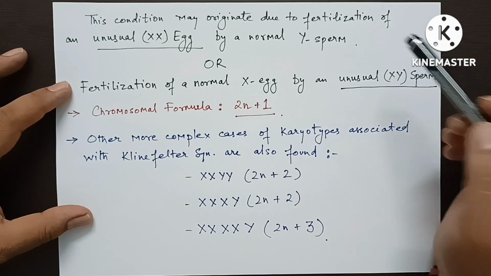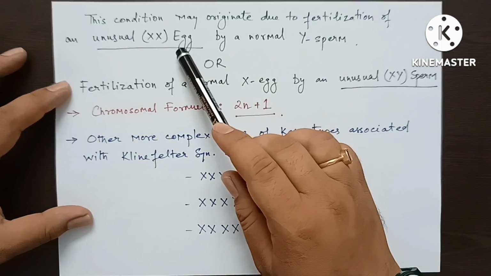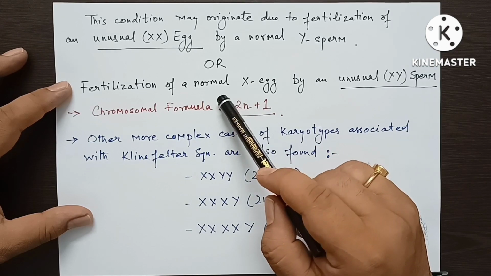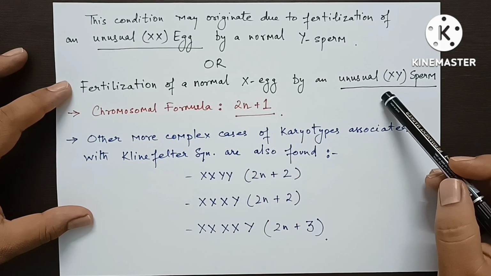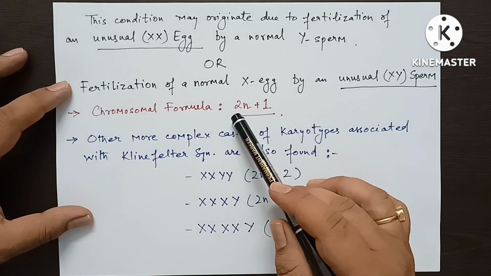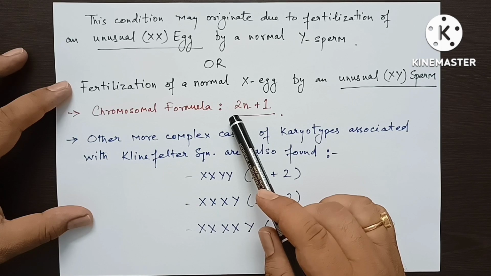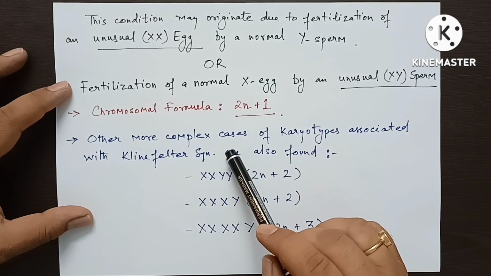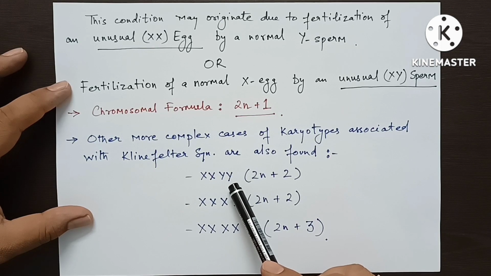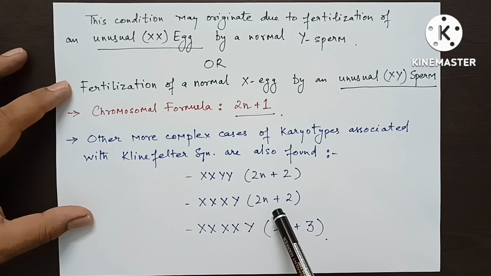This condition may originate due to fertilization of an unusual XX egg by a normal Y sperm, or fertilization of a normal X egg by an unusual XY sperm. The chromosomal formula for Klinefelter is 2n plus 1. Other more complex cases of karyotypes associated with Klinefelter syndrome are XXYY, that is 2n plus 2, XXXY, that is 2n plus 2, 4 times X and Y, that is 2n plus 3.